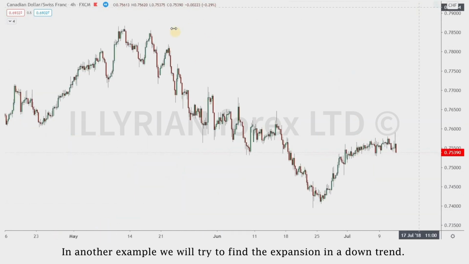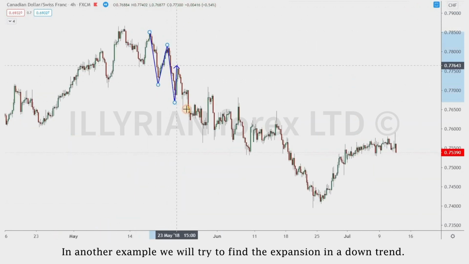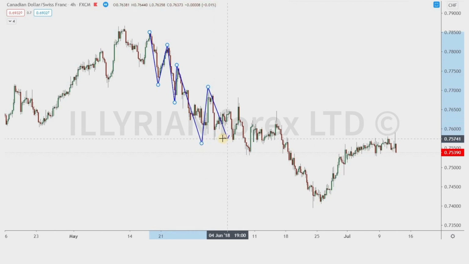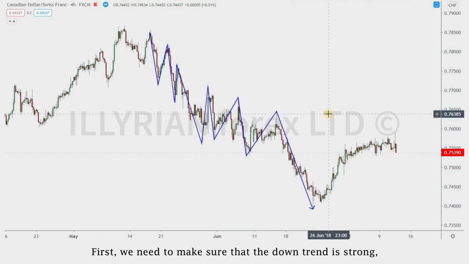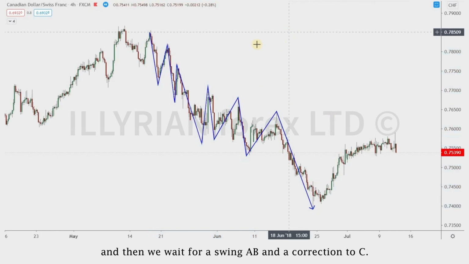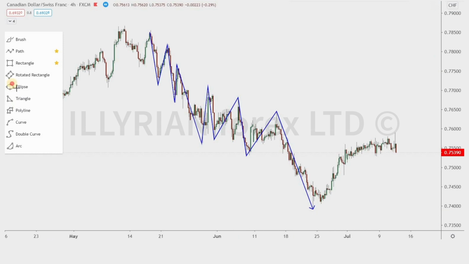In another example we will try to find the expansion in a downtrend. First, we need to make sure that the downtrend is strong, and then we wait for a swing up and a correction to C.